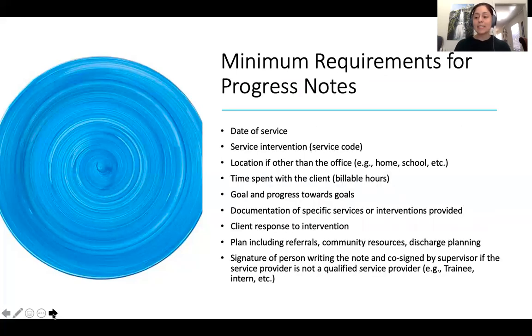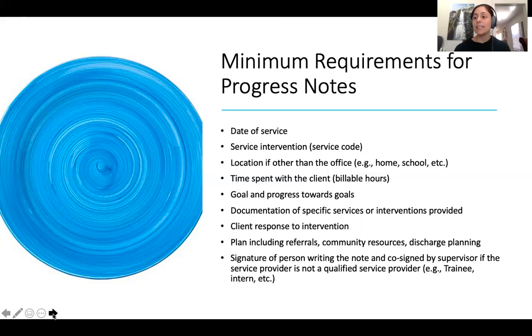Okay. Requirements. At the very minimum, in order to be consistent with ethical standards and standard of care, progress notes should include all of this information somewhere. If you are using an electronic chart, the first 4 things listed here are provided using drop-down menus. The date of service is the date that you met with the client. The service intervention or service code is a billing code, and you'll learn about this from your agency. The location is where you met with the client. Was it in the office, the client's home, their school, etc.?